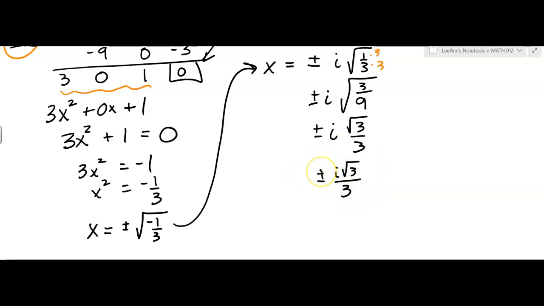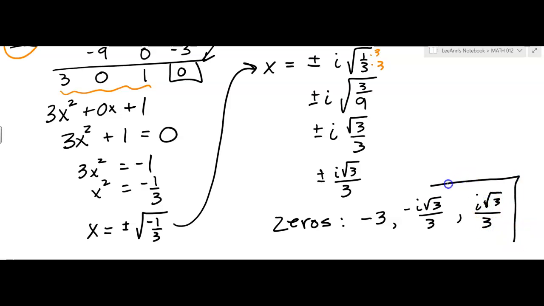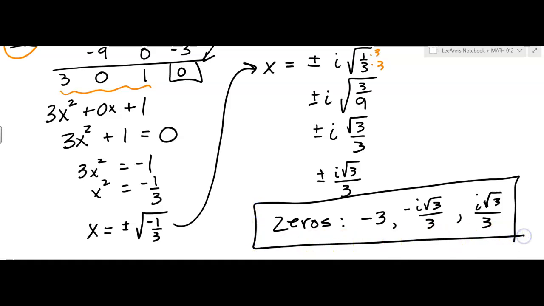And so we have 2 zeros here. We have the positive and the negative. You can write them out. And then we have to remember the other zero that we found. It was -3. So -3 was a zero. And then we have negative i square root 3 over 3. You can write it that way, or you can put it in a plus bi form. I don't care. And then i square root 3 over 3. So we had two imaginary zeros and just the one rational zero. Okay, so we found them.